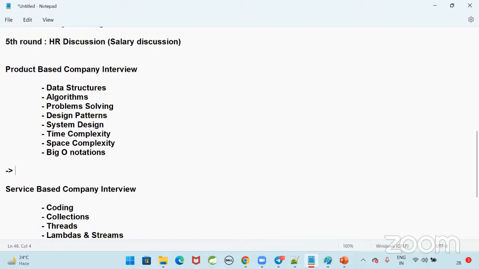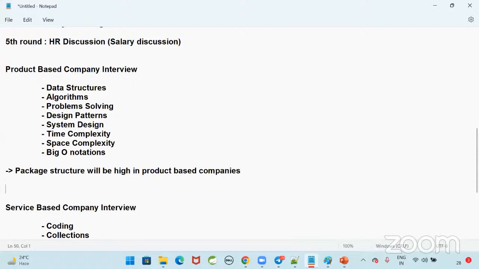Product-based companies' package structure will be very, very high. Salary will be high in product-based companies. Years of experience multiplied by 6 lakhs, they will offer. If you have 3 years of experience, 3 into 6, 18 lakhs package they will give you. 6 minimum they are going to offer for your years of experience.